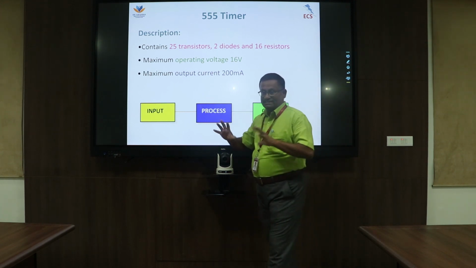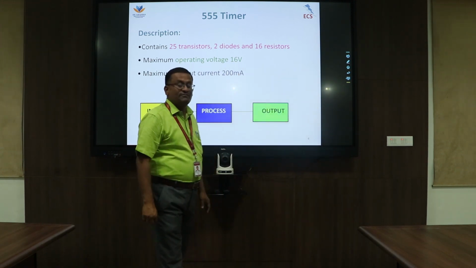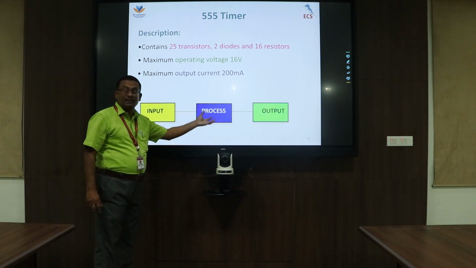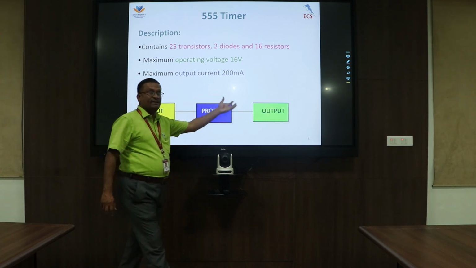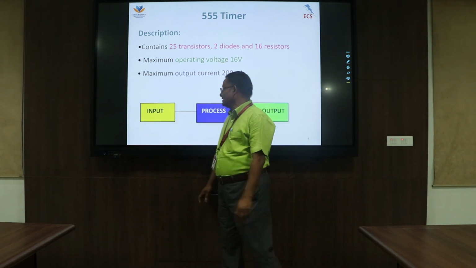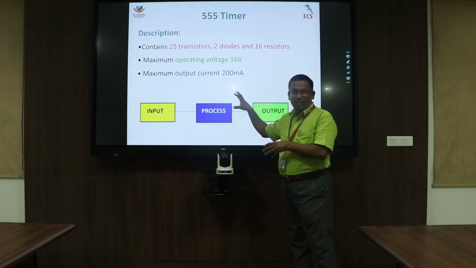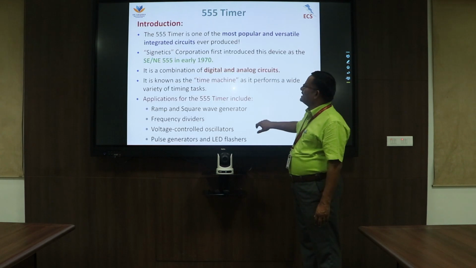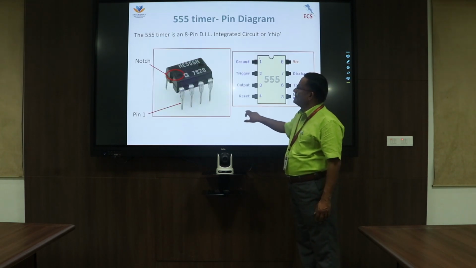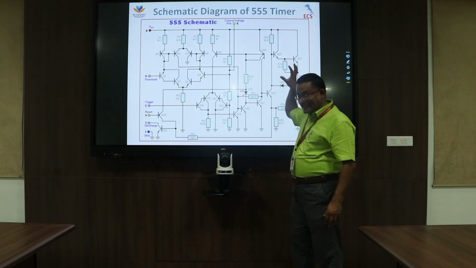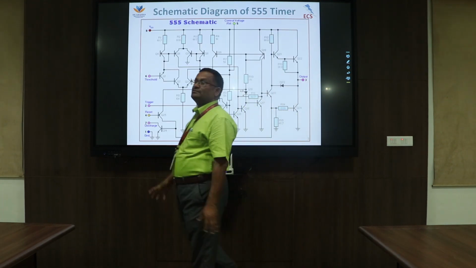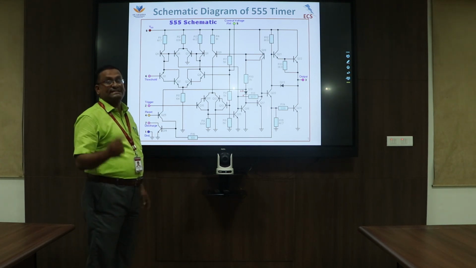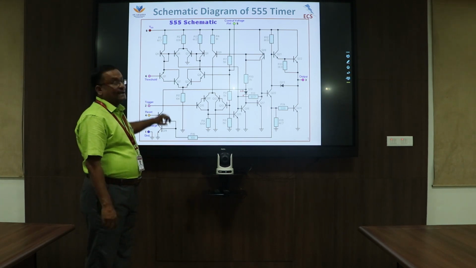This is the generic block diagram of the IC555 timer. The input is processed with both analog and digital circuits, and finally we get the output at the output terminal. This is the internal circuit of the IC555 timer, but it is combined together into a single package called the IC555 timer.